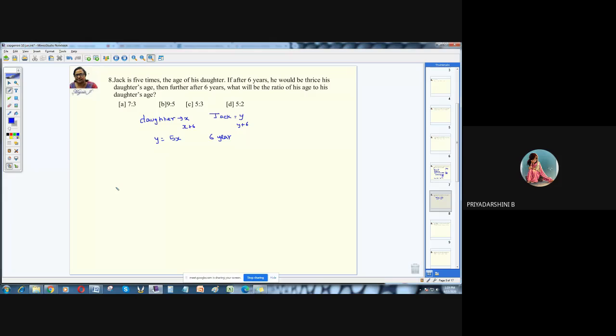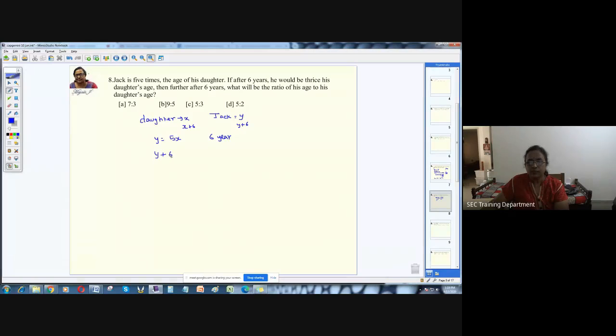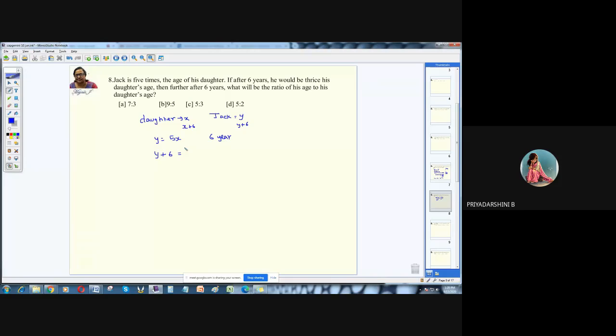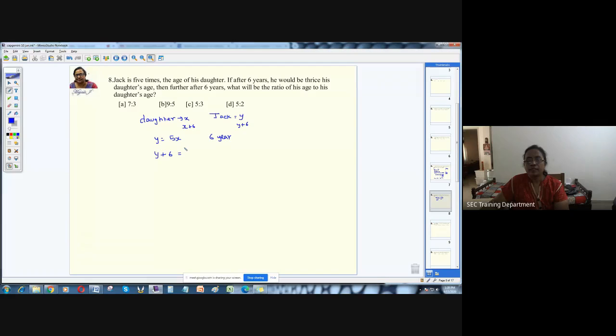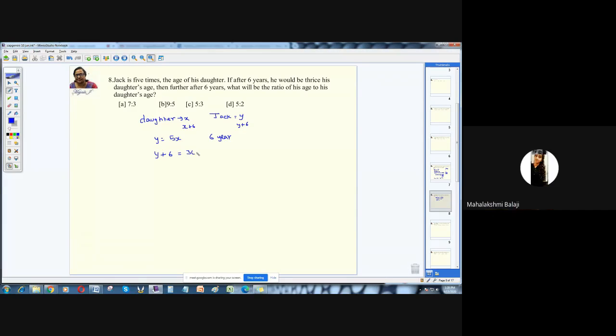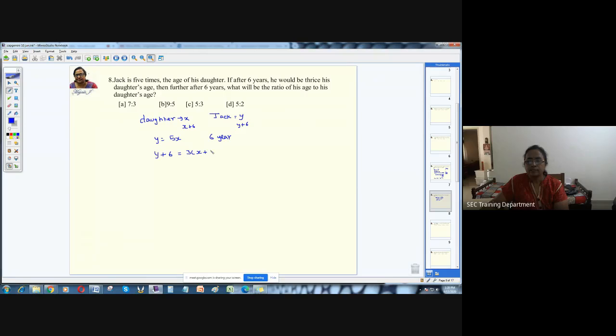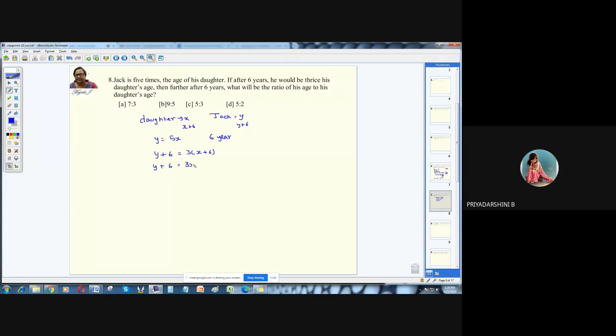y plus 6 will be 3 times x plus 6. So y plus 6 equals 3 into x plus 6. So father's age after 6 years is equal to 3 times the daughter's age, x plus 6. Then solve it. y plus 6 equals 3x plus 18.